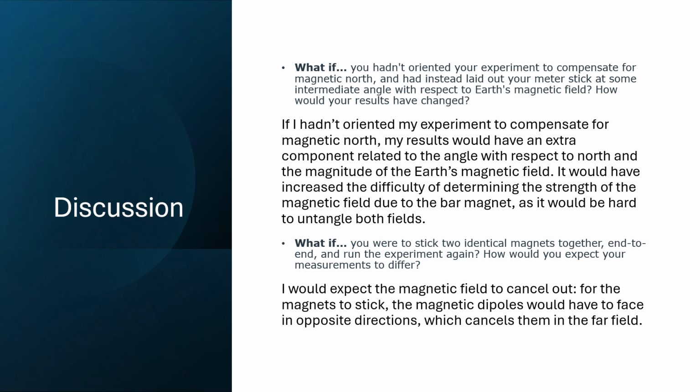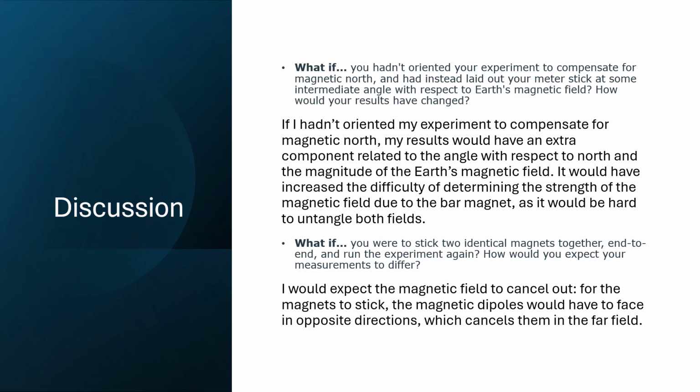If I hadn't oriented my experiment to compensate for magnetic north, my results would have an extra component related to the angle with respect to north and the magnitude of the Earth's magnetic field. It would have increased the difficulty of determining the strength of the magnetic field due to the bar magnet, as it would be hard to untangle both fields.